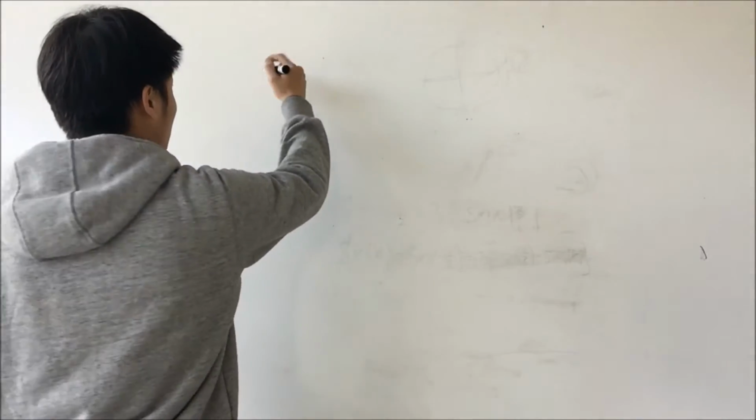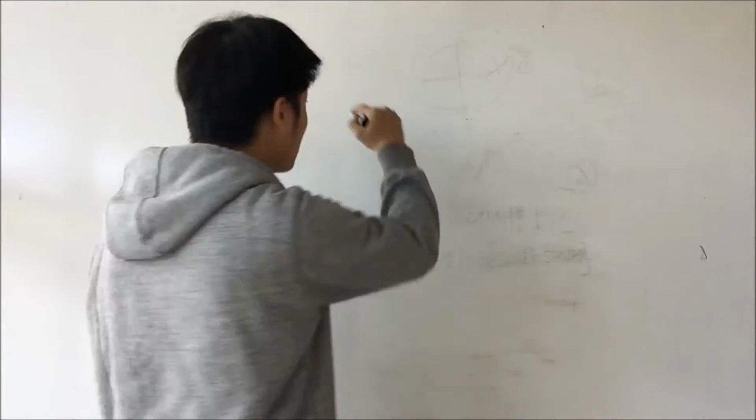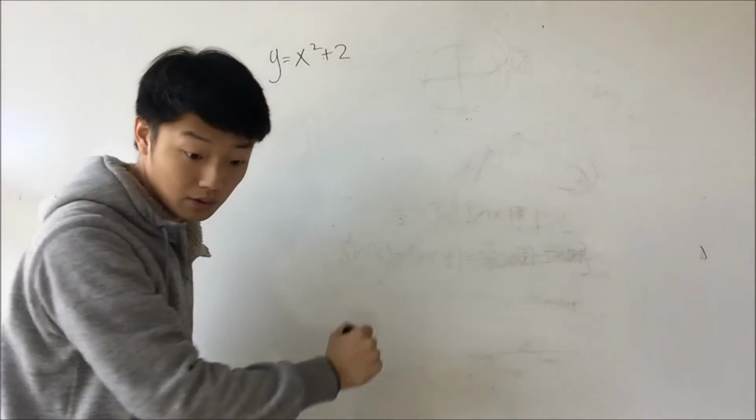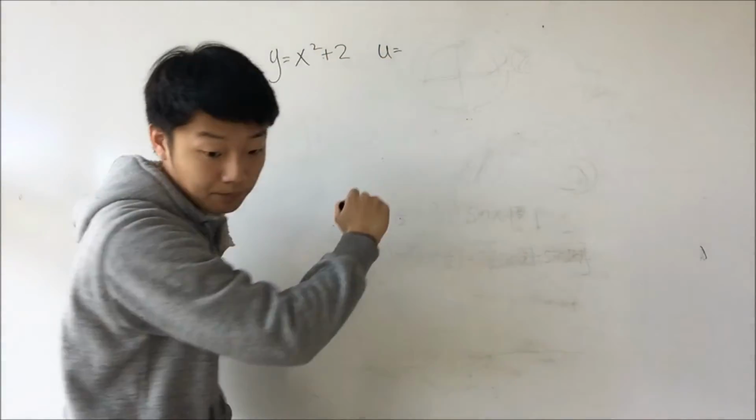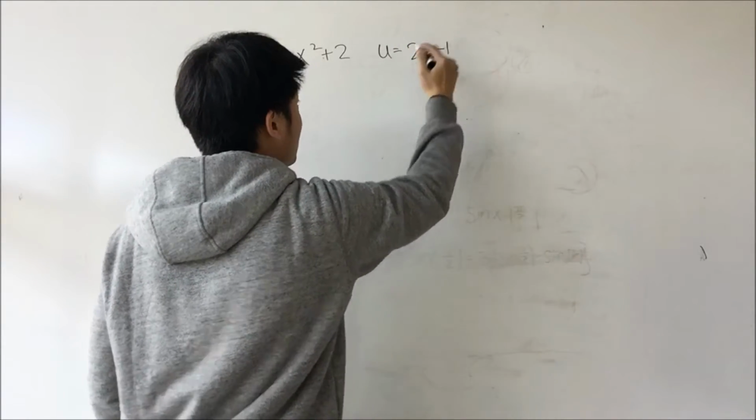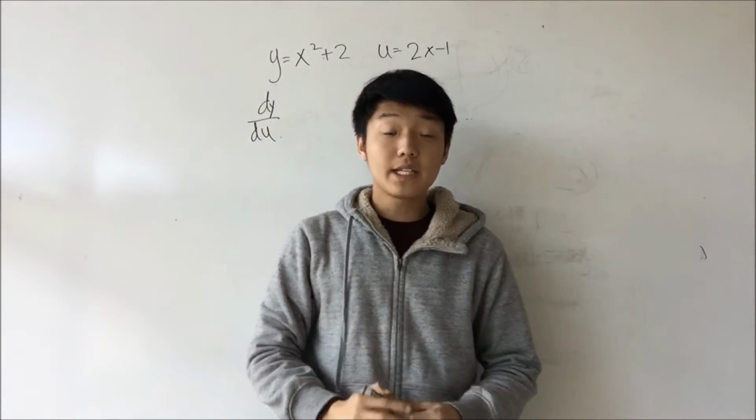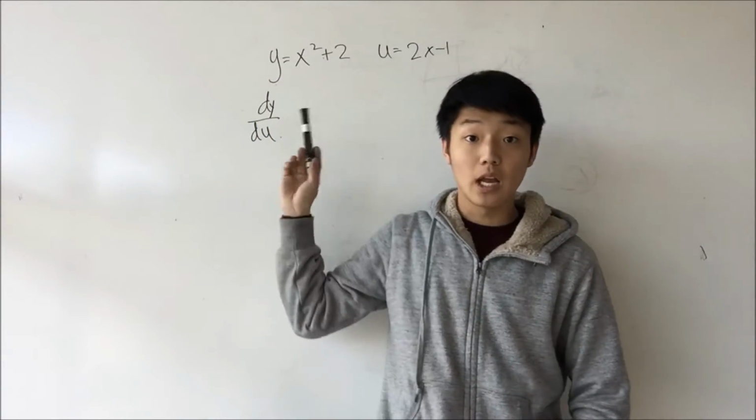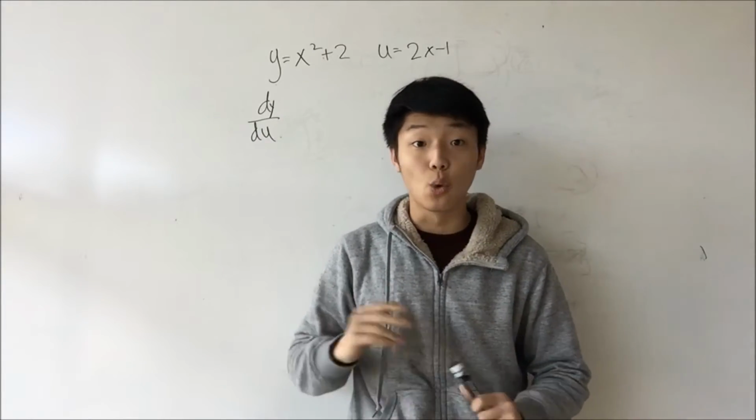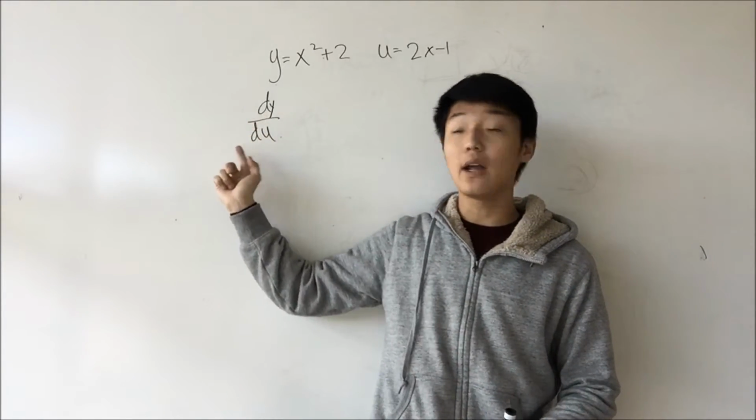Number 14. Number 14 says, if y equals x squared plus 2 and u equals 2x minus 1, then what is dy du? So right after seeing dy du, you just have to think, oh, it's differentiation. y is equal to x squared plus 2, u is equal to 2x minus 1, and we have to think dy du. But this problem is a little tricky because it is dy du, not dy dx nor du dx. It is dy over du.